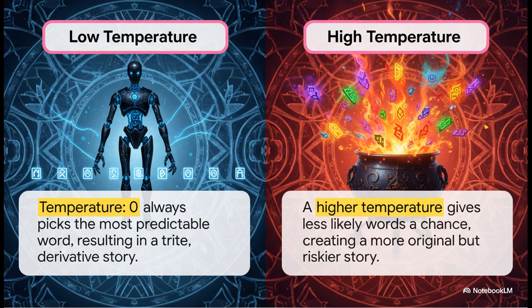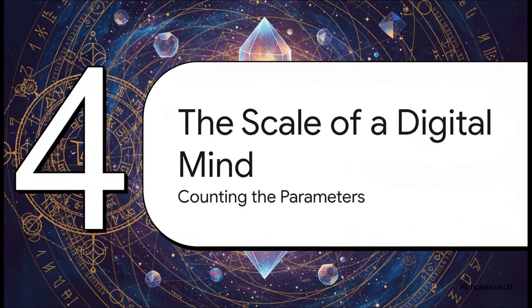If you set the temperature to 0, the model becomes completely predictable. It will always pick the word with the absolute highest probability. You'll get a very safe, maybe even boring story. But as you start to turn that knob up, you inject a bit of randomness. The model is now more willing to take a chance on less likely words. This can lead to something much more creative. But there's a trade-off. Crank it too high, and the model can just go off the rails and start spouting complete nonsense.